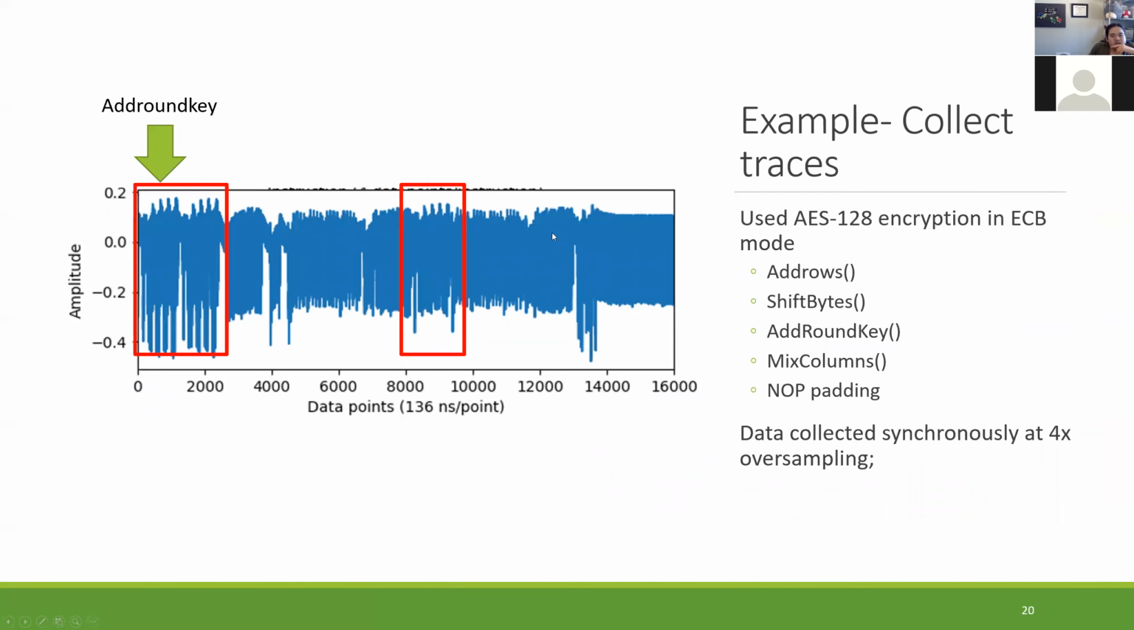So this is an example of when we collect a trace. You can clearly identify using just simple power analysis that the add round key lives here, here, and here, right? So we essentially did a trace collection, and we can identify each of these algorithms, right?